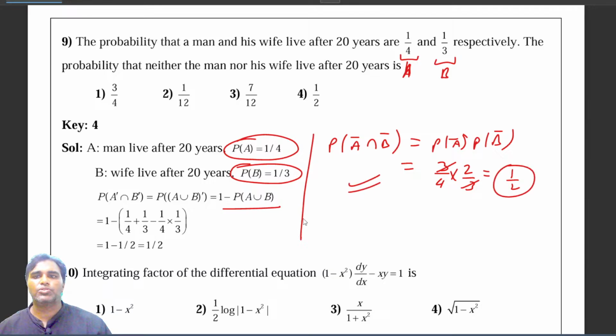We can use this method or we can use that method. Any method you use, you will get the answer. So the answer is option 4. Clear? Does anyone have any doubt? Now the 10th question.